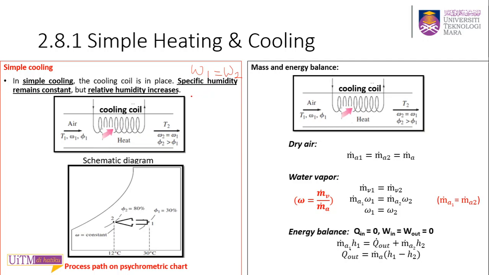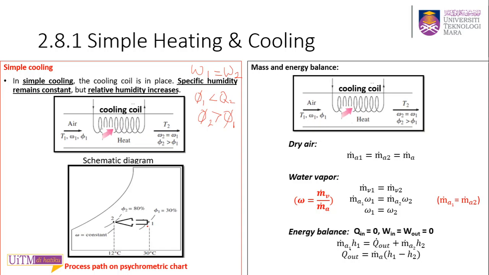Omega is equal. But for phi, phi 1 here, simple cooling, phi 1 must be less than phi 2, or in other words, phi 2 is greater than phi 1. Meaning that the phi will increase. Because why does the phi increase? Because more moisture is added to the air, sebab kita sejukkan udara, so lebih banyak kelembapan yang akan masuk dalam udara tu. So phi 2 is bigger than phi 1.